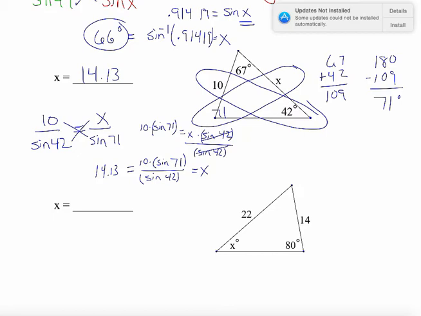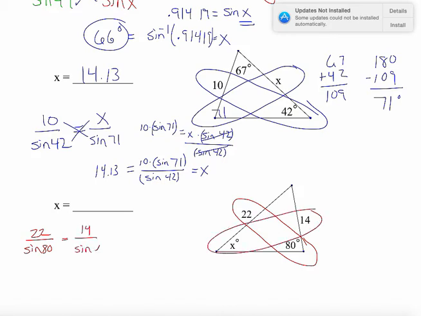Let's do one more where you have to find the missing angle. Again, to use law of sines, we look for an opposite side and its opposite angle that we know. So in this case, I know that I have a 22 over the sine of 80, its opposite angle, should be equal to the 14 over the sine of its opposite angle, which in this case, the angle x is what I'm looking for. So now that I've used the law of sines to set up my proportion, I'm going to solve it just like I do any proportion. I'm going to cross multiply, so I get 22 times the sine of x is equal to 14 times the sine of 80.